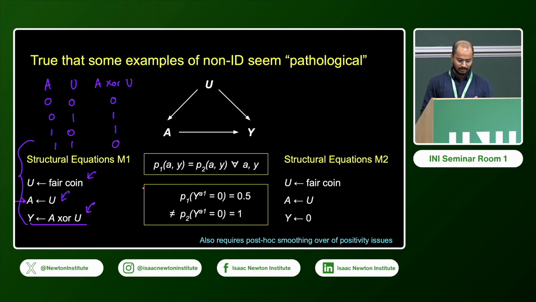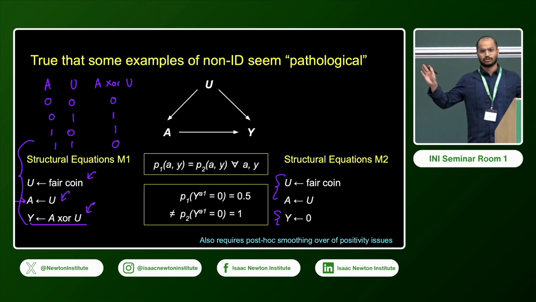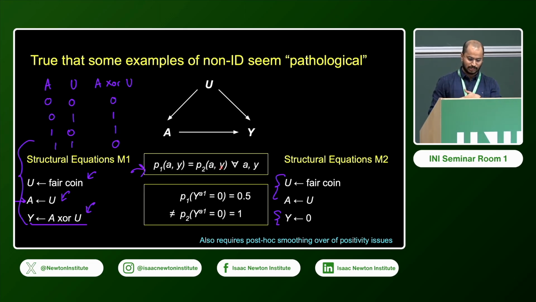In the second model, the first two structural equations are exactly the same, but instead of going through this effort of defining Y to be A XOR U, I just say Y is equal to 0, deterministically. So obviously, these two models agree on the observed data distribution. I get that P1(A, Y) is equal to P2(A, Y) for all values of A and Y.